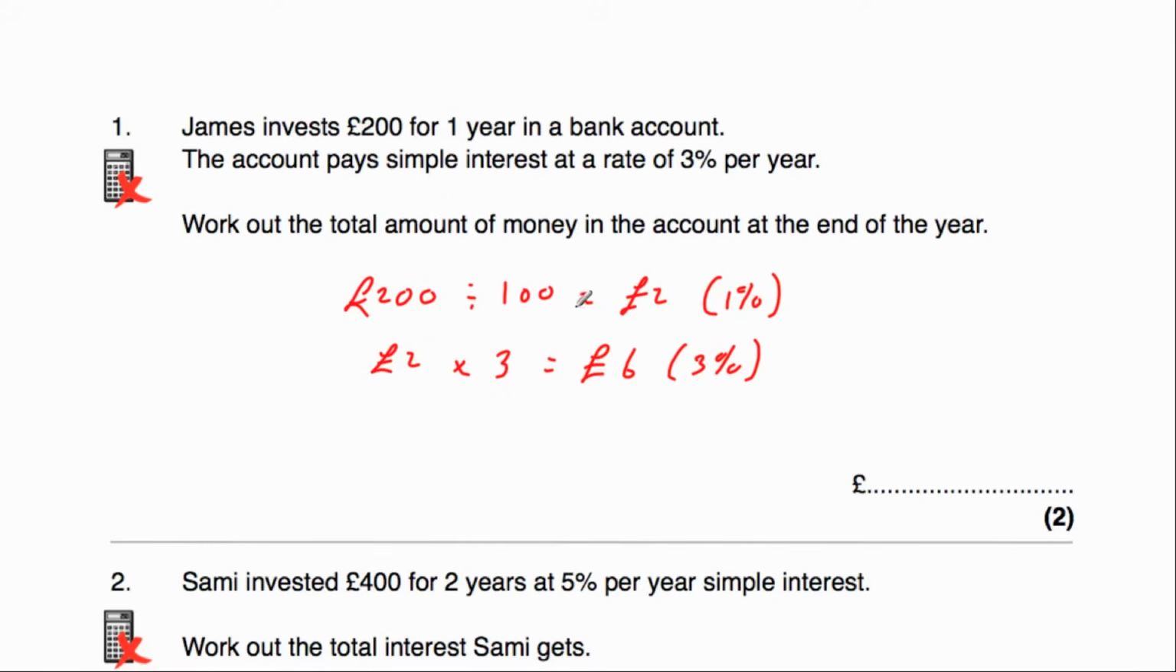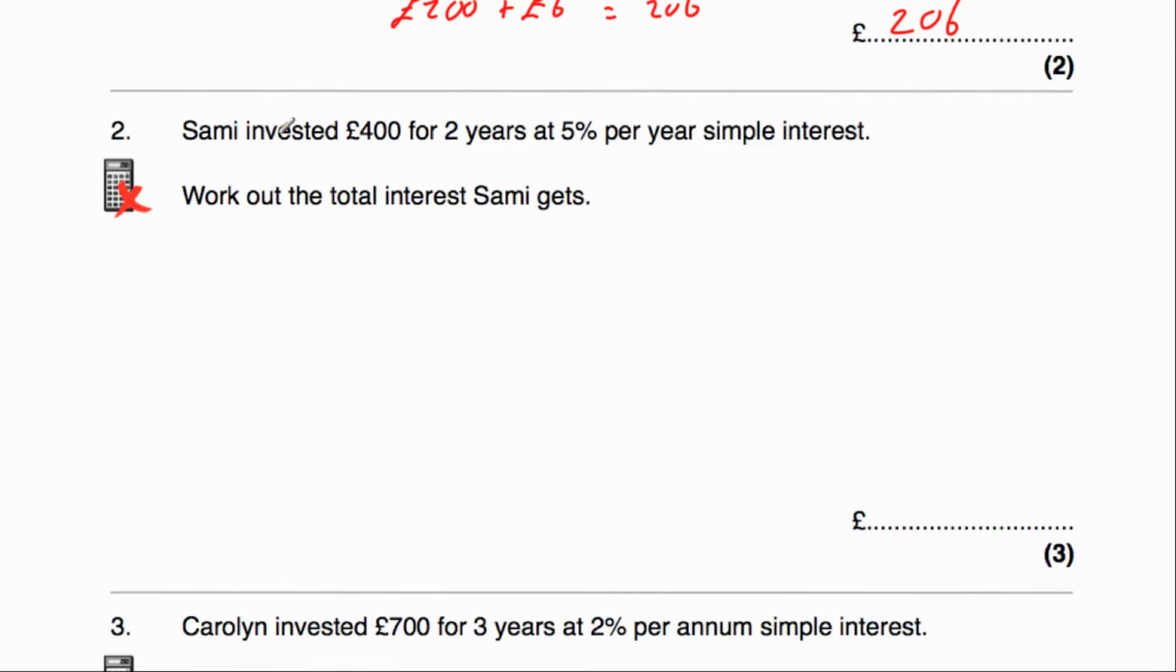So James receives £6 interest, and the question asks us to work out the total amount of money in the account at the end of the year. So we take the £6 and add it onto what he started with, which is £200. 200 plus 6 is equal to £206. So James will have £206 in the account at the end of the year. So let's have a look at question 2.